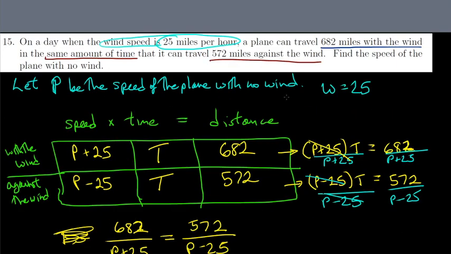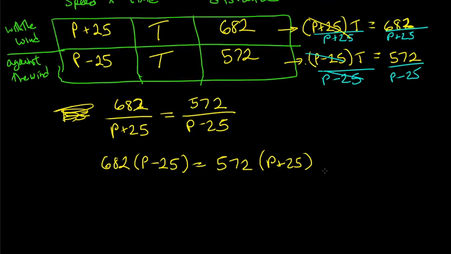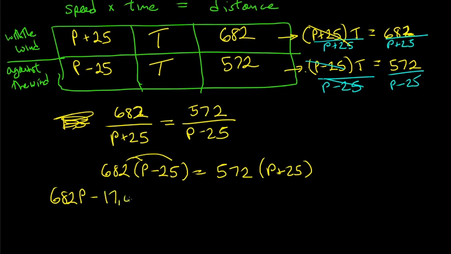Let me make sure I have the numbers right. 572, 682. Okay, I think that's right. So now just use a calculator, multiply all this out. You get 682 times P minus 682 times 25, which is 17,050. So that's going to be 572 times P, and then plus 572 times 25, which is 14,300.